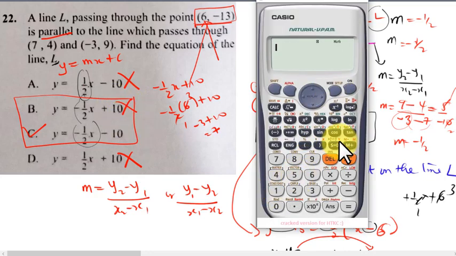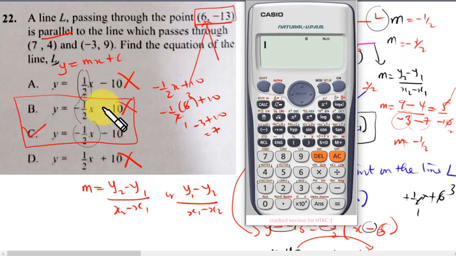And if you want to use a calculator, that is very simple. All that you have to do is to type the right side of the equation and see if we can get negative 13 when we put in 6. So I'm going to type the B, negative half x plus 10. So you type negative, then we have 1, 2, you press on the right cursor key, then you press alpha x plus 10. So what we're going to do is that we're going to press on the calc.